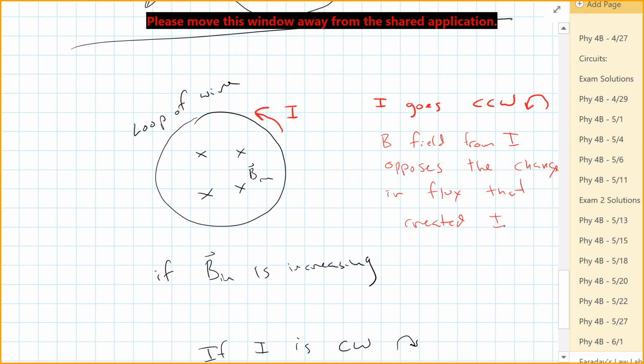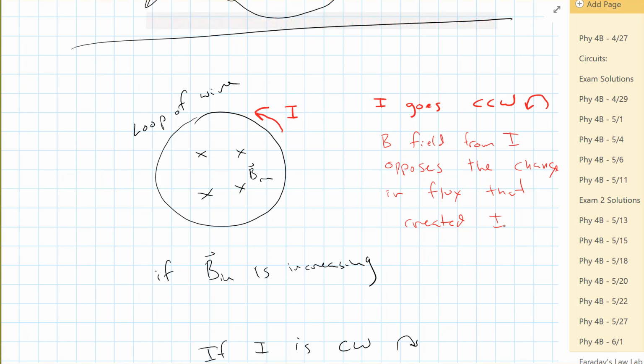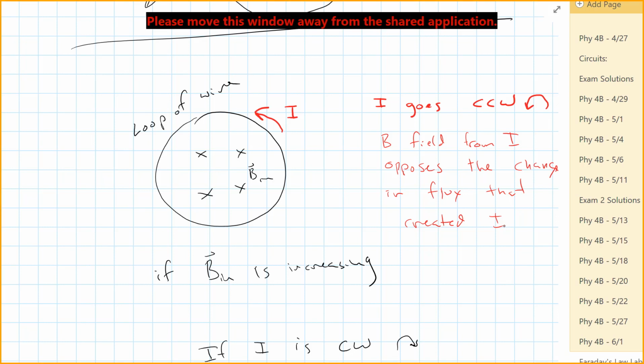It opposes the change in flux that created I. It doesn't oppose the magnetic field. Sometimes it adds to the field, sometimes it subtracts from the field. In this case, it's subtracting because the field is getting stronger and stronger into the page. The current has to create a field that opposes that, subtracts from it, tries to make it weaker, get you back to the starting point.